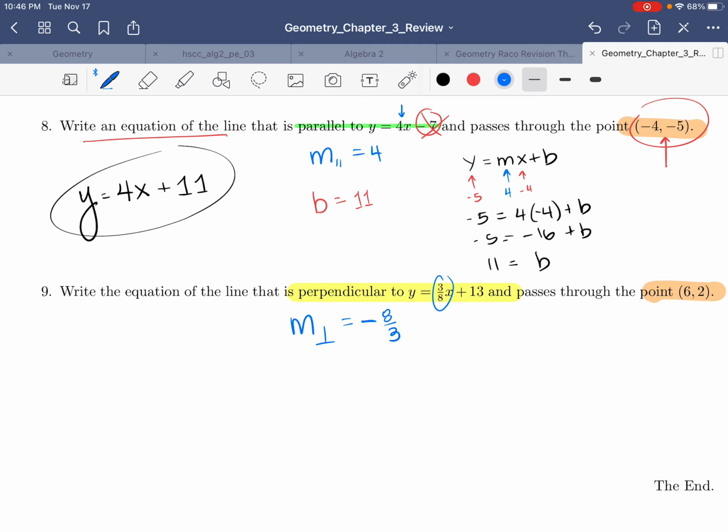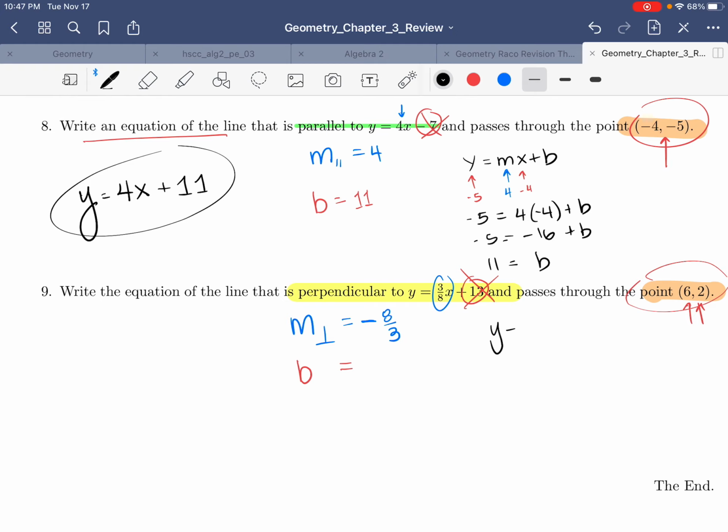Now, we need a y-intercept. Once again, remember, the y-intercept that we want is not this one, because we need this point to actually work. And this point may not work with that y-intercept. So what we're going to do is take the 6 and the 2 and plug it into our equation just like we did last time.